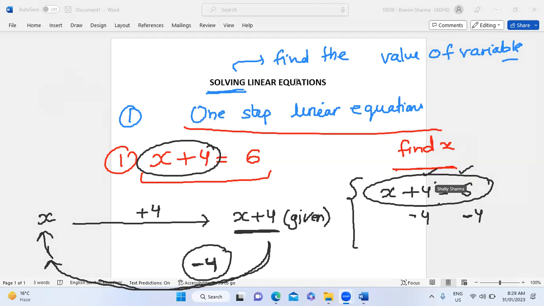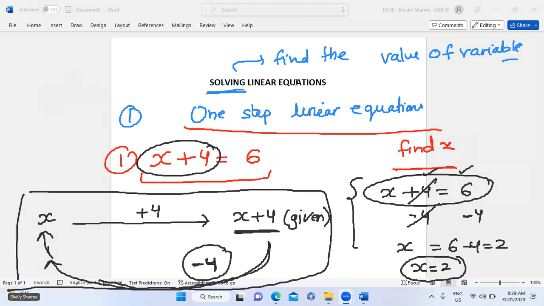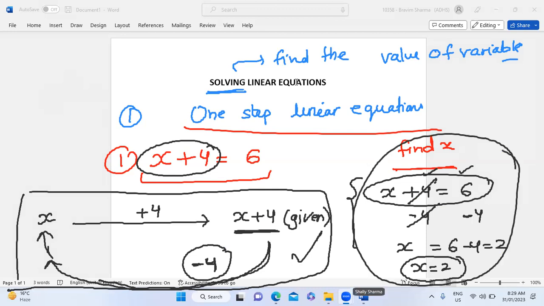So now plus 4 and minus 4 will be cancelled, so it will be x, and this is 6 minus 4, which is 2. So the answer will be x is equal to 2. This is a process you have to do. Later, you will understand by just looking at the equation what you need to do. So you can skip this part, but this part is important. This is called the working.